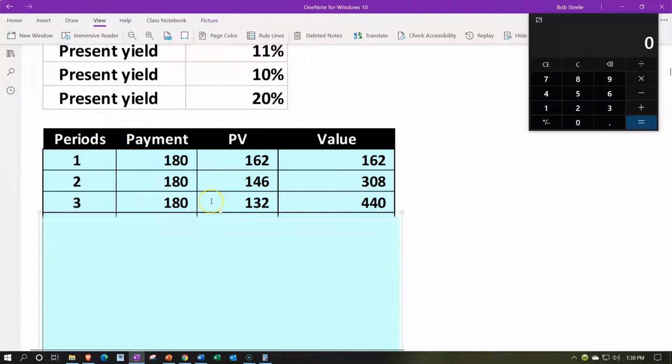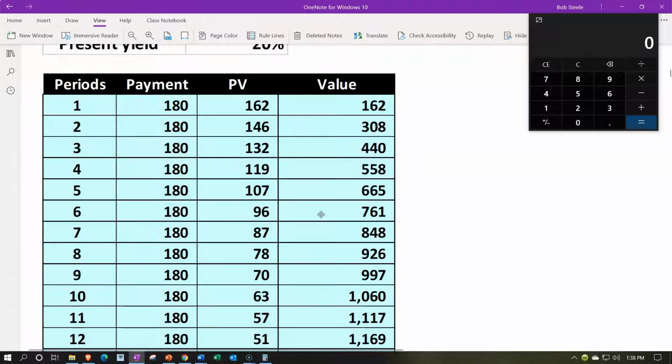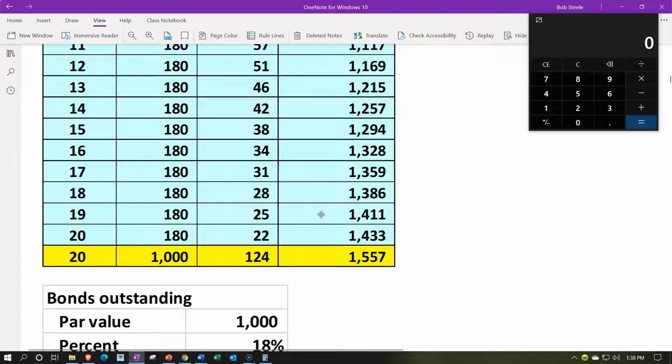And then we present value that 3 periods back. That would be 132 present valued at 11%. 132 plus 308 would give us the 440. So if we did that process all the way down for the 20 payments, difficult to do this way, easy to do in Excel, we'd get to that 1433, this time not rounded.